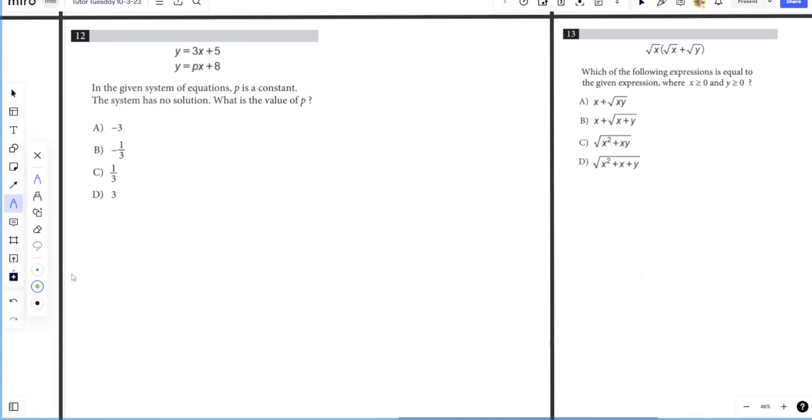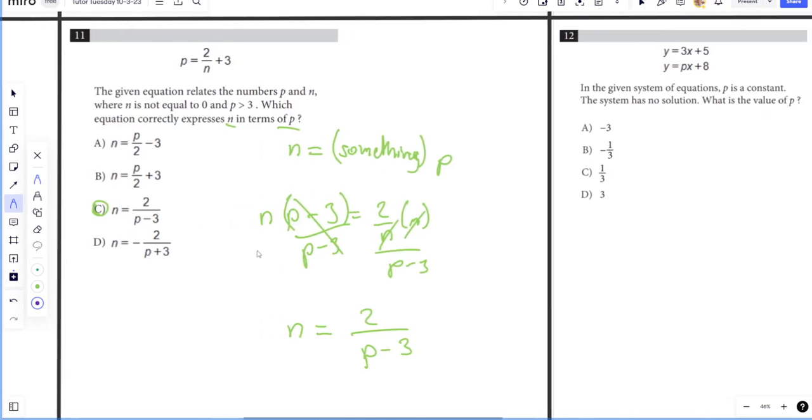Okay, we can move on to our next one, which is question number 12. You got a question about the last one. Okay, let me go back really quick. Why did I do p minus 3? Well, I subtracted 3 from both sides up here to isolate the 2 over n. And then I take the reciprocal, basically multiplied n onto the other side, and divided by p minus 3 to get the final n equals 2 over p minus 3.